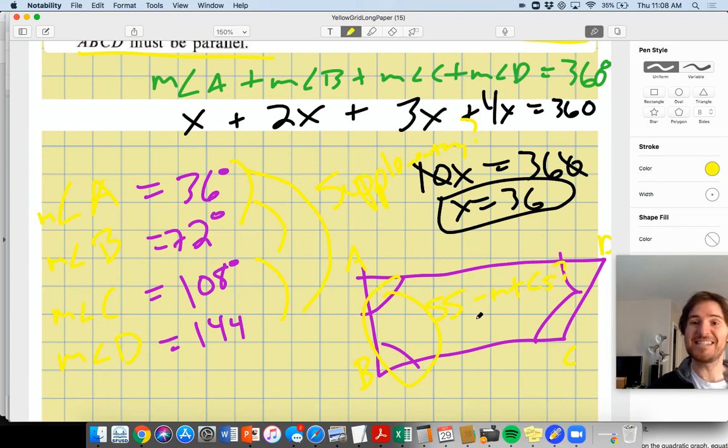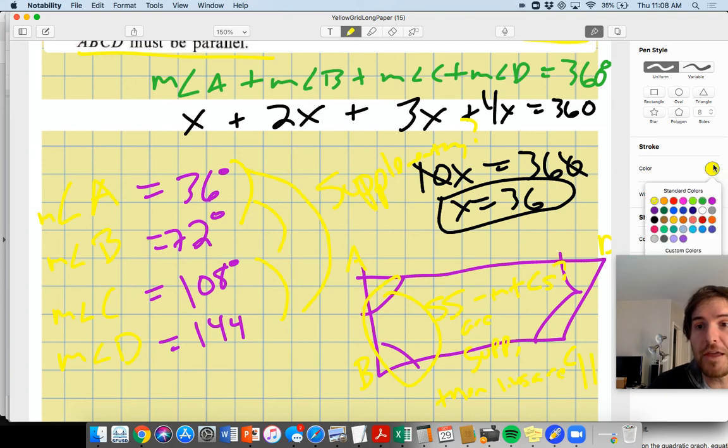Because if same side interior angles are supplementary, then the lines are parallel, right? When two lines are cut by a transversal and same side interior angles are supplementary, then you've proven lines are parallel. So I think what's going to give us our answer here, my friends, is this.